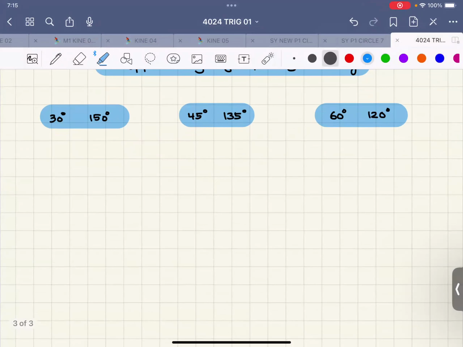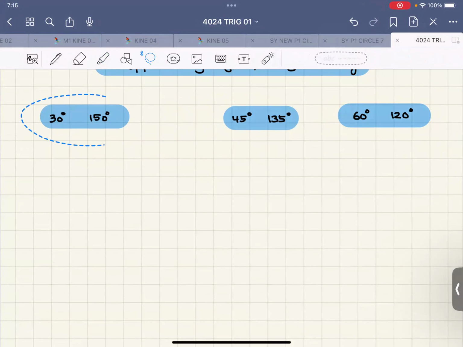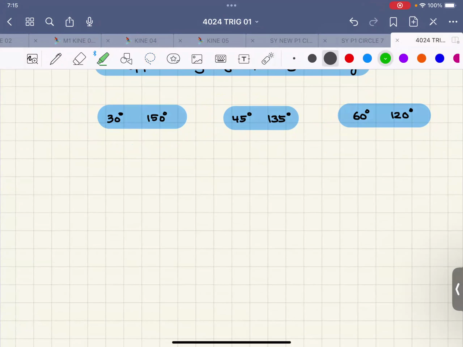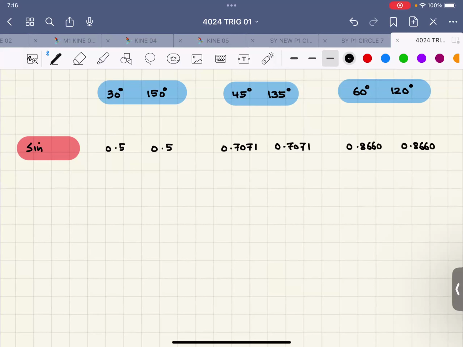Now, first of all, if I shift it a little bit to the right, and let me write over here sine. So let me start with sine. Sine of 30 degrees is 0.5, sine of 150 is 0.5. Sine of 45 in decimals is 0.7071. For 135, this is 0.7071. Sine of 60 is 0.8660, and this is also 0.8660.